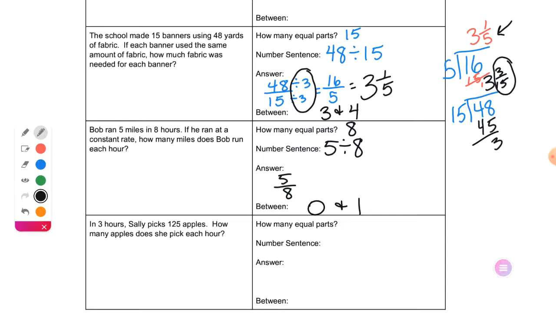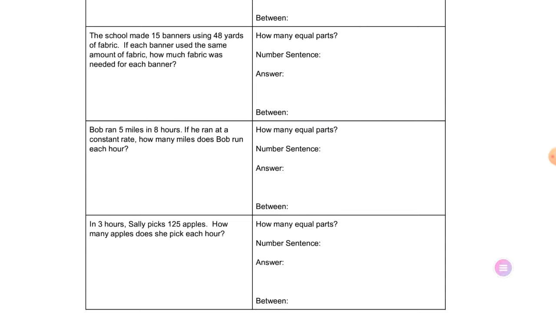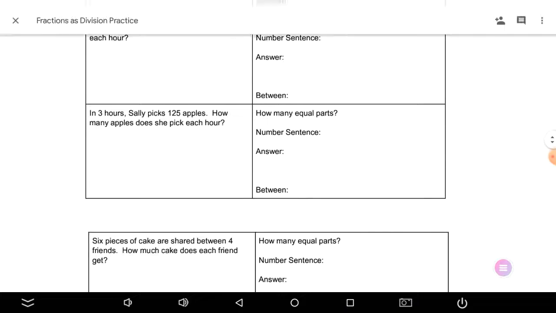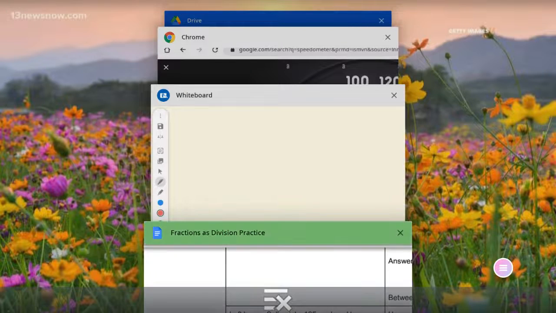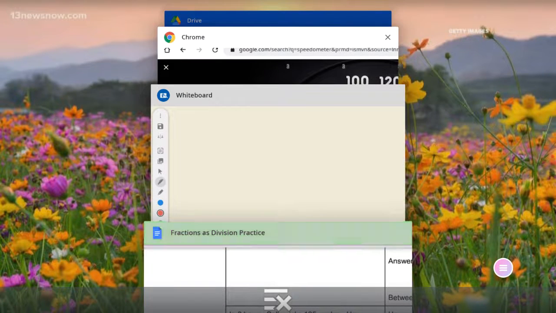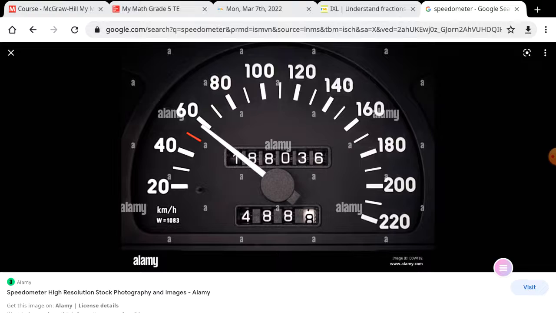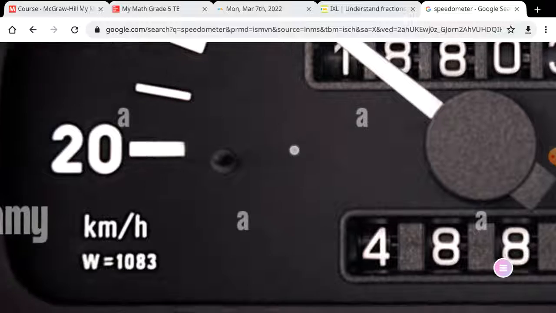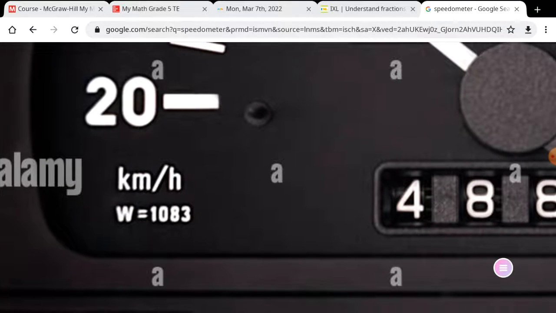I'm going to relate it to something you do know. So I Googled speedometer pictures. Okay, this is a speedometer. This is not one from the United States because of the labels. I'm going to bring your focus right here.